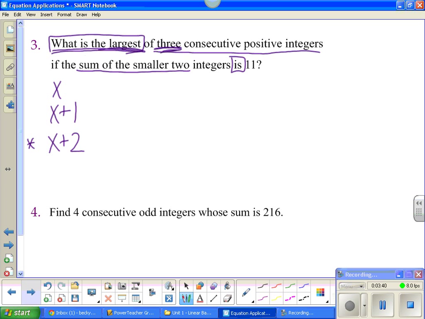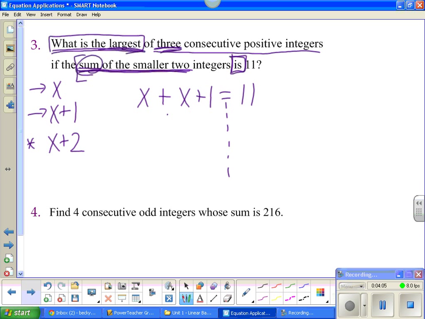But the equation starts right here, it says the sum of the smaller 2. Well, that's this one and this one. Those are the smaller 2. So the sum of the smaller 2, so x plus, because that's what sum means, x plus 1 is, that's my equals, 11. Well, how am I going to find the biggest one if I'm using the smaller 2 in the equation? Well, let's just solve this first.